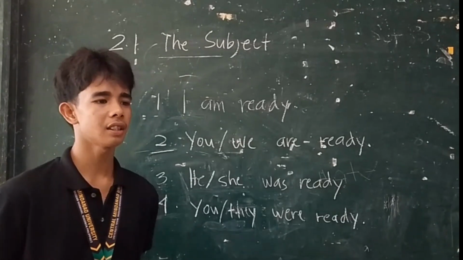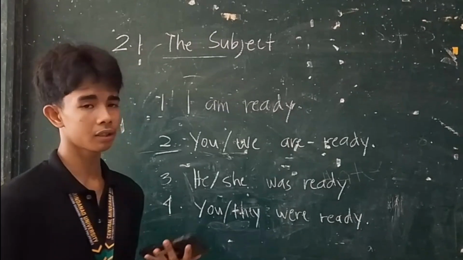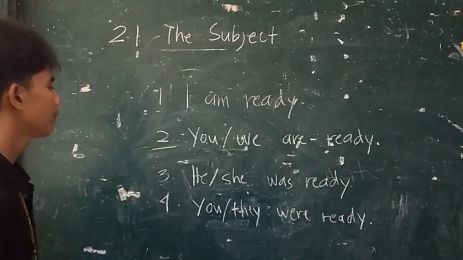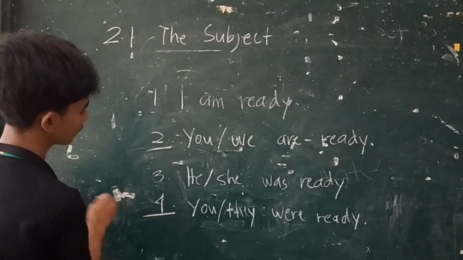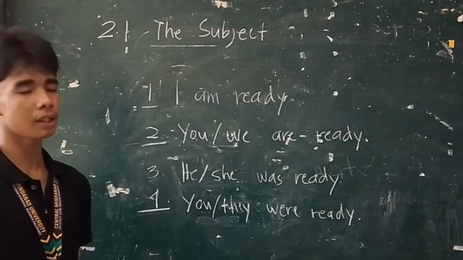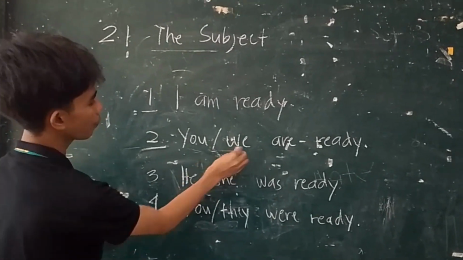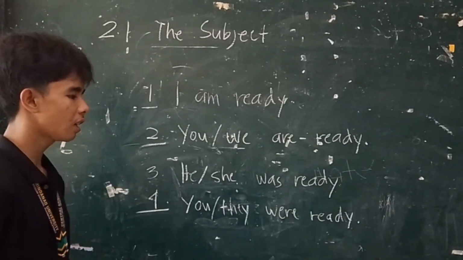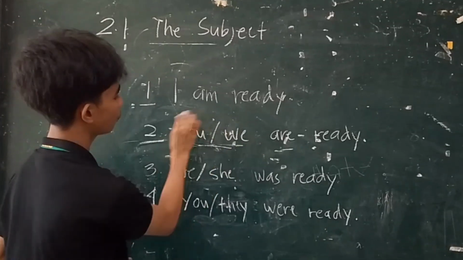In writing a sentence, it is very important that the verb agrees to the subject. We call that the subject-verb agreement. So here are the examples of sentences. The first two sentences are the present tense, and the third and fourth sentences are the past tense. The first sentence, "I am ready." So basically, this is a singular present tense. In the second sentence, "you or we are ready." So this is plural present tense since the verb agrees to the subject you and we, which is plural.